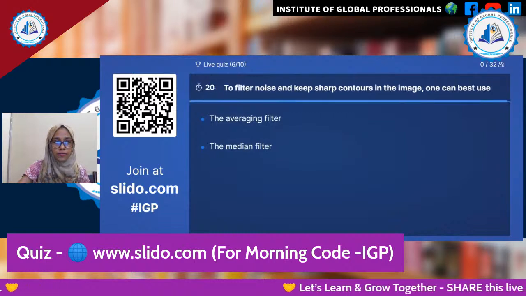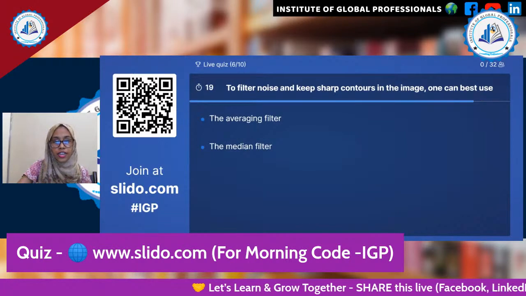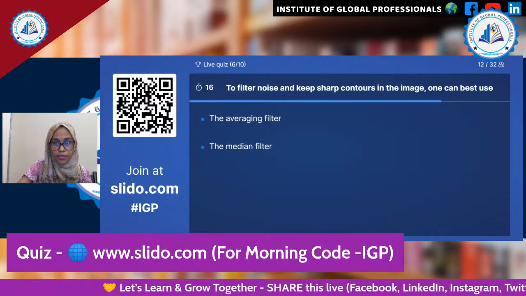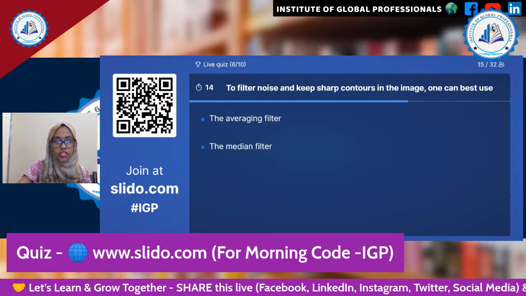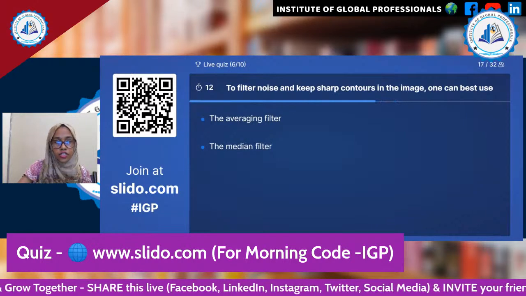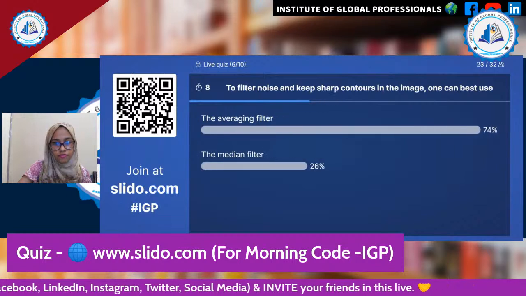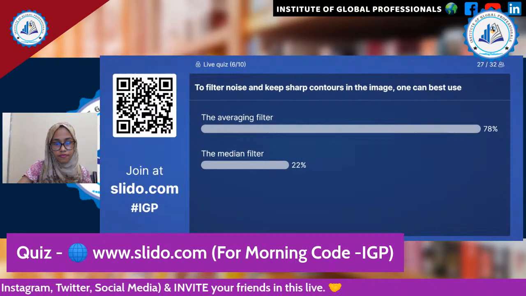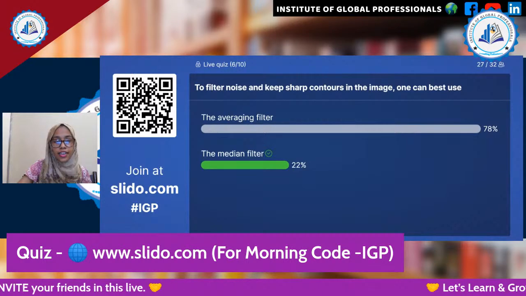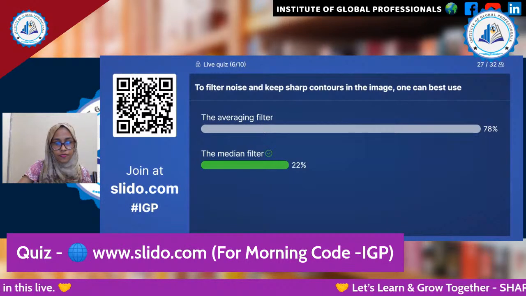Sixth question. To filter noise and keep sharp contours in the image, one can best use first option, the averaging filter, second option, the median filter. And the correct answer is the median filter.